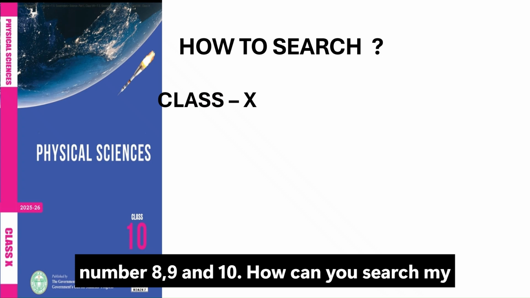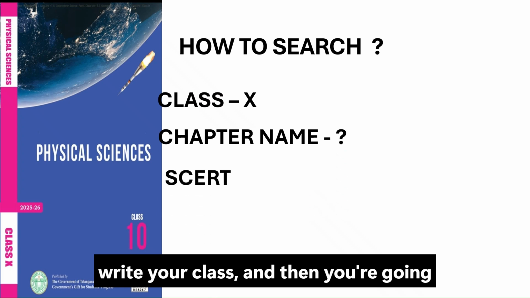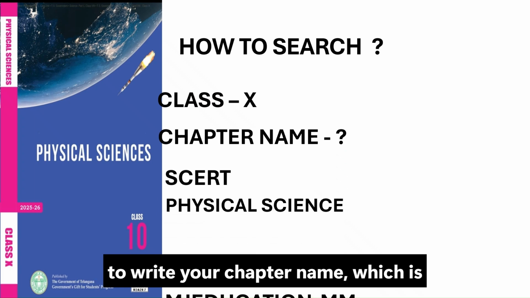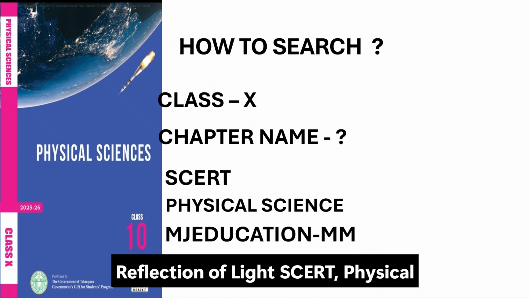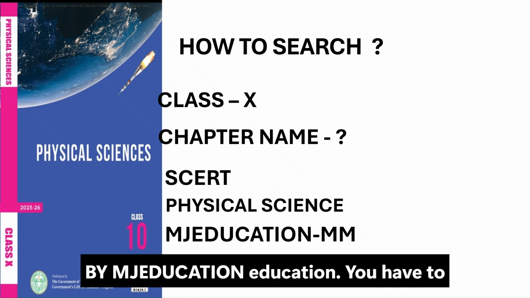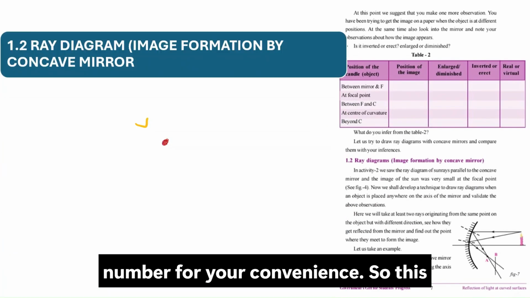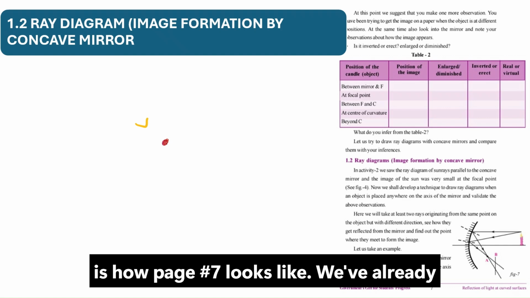How can you search my channel on YouTube? You first have to write your class and then your chapter name, which is Reflection of Light, SCERT, Physical Science by MJ Education. By MJ Education, you have to write for sure, okay? And then your page number for your convenience. So this is how page number 7 looks like.